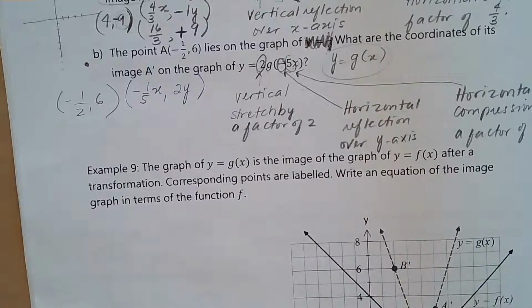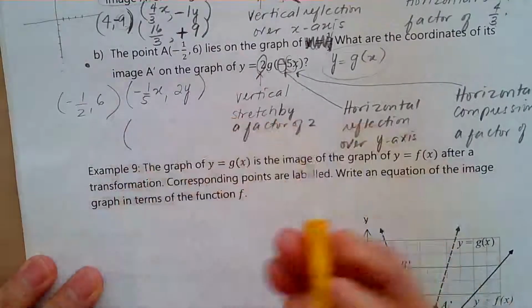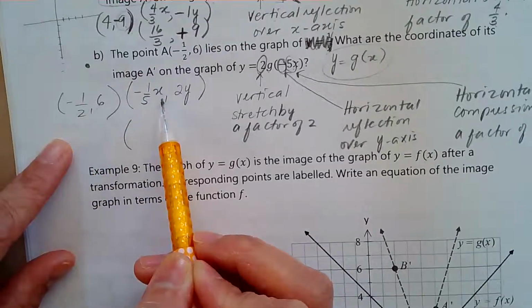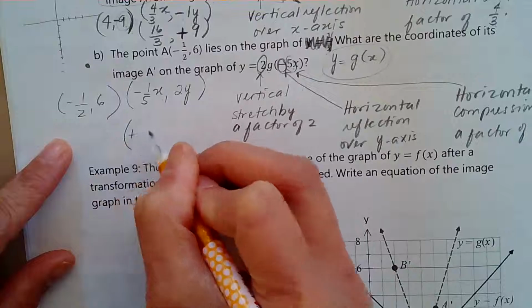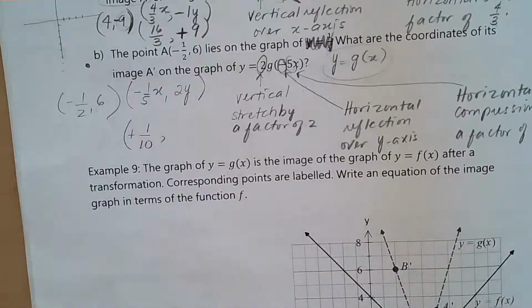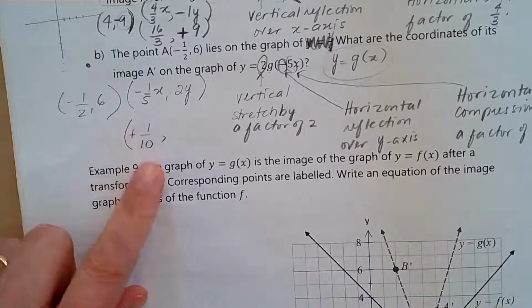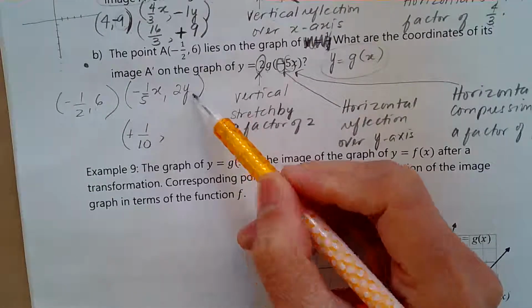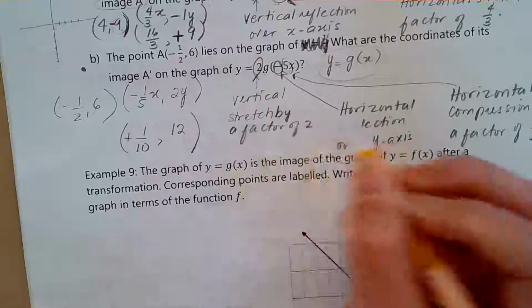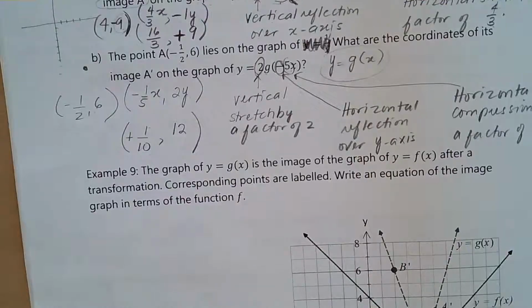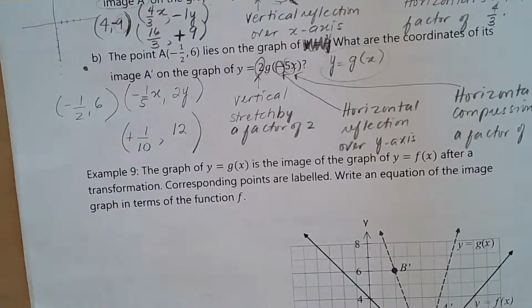1/5 times x. Okay, so what's that going to look like? If this is x, and you multiply it by 1/5, what would it be? It's going to be positive 1/10. Did it get compressed? It used to be 1/2 and then it became 1/10. It got compressed more, right? And what about the y? 2 times y, which gives us 12. So it's 1/10 or 0.1, comma 12. Okay? Good?